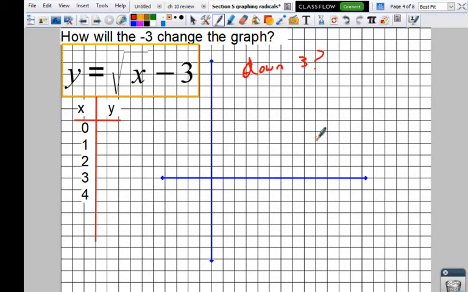All right, hey, you guys are doing this problem on your own. Remember, change Desmos, and then get your table, and then graph it, and we'll see if you were right. If it really is down 3. You know what? You're down 3.